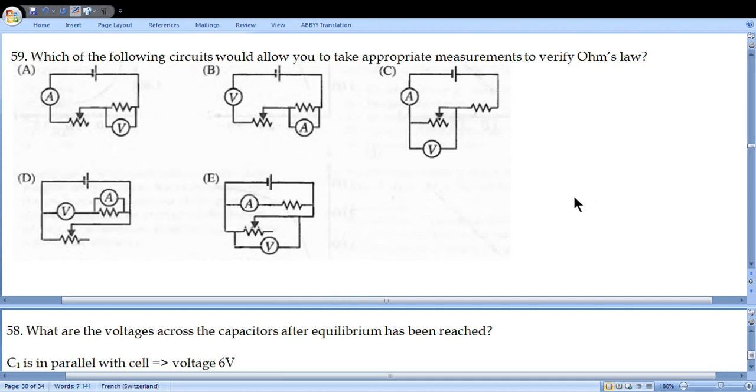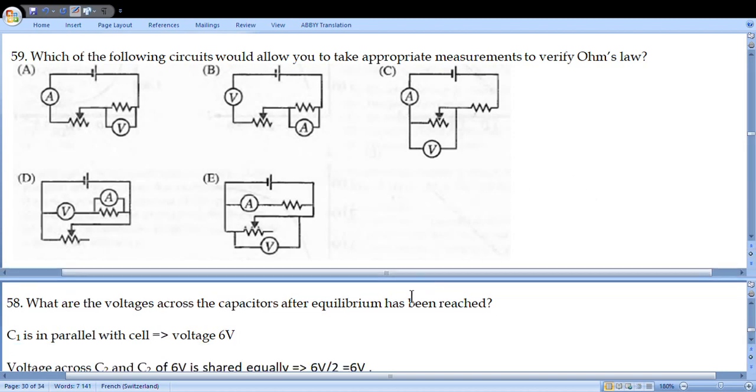Ohm's law says that for a resistor at constant temperature, current and potential difference are directly proportional. So it should be one element. Let's say here it is a fixed element, so it should be a fixed resistor. Voltage is measured across the fixed resistor, so we choose this, and current through this resistor. So A works.